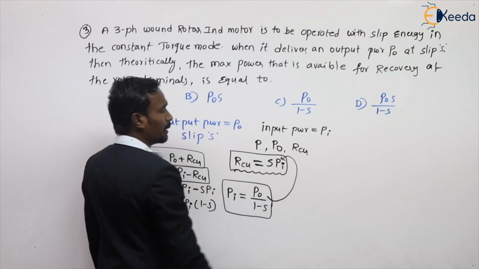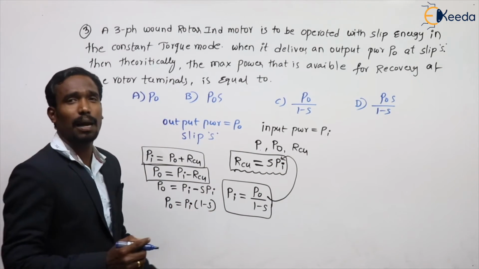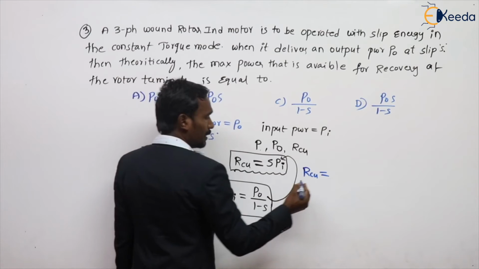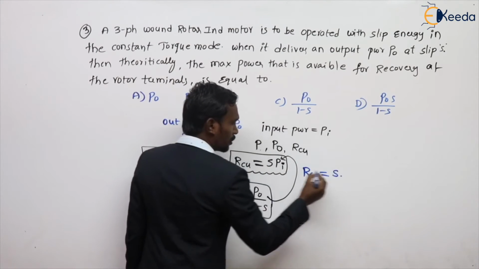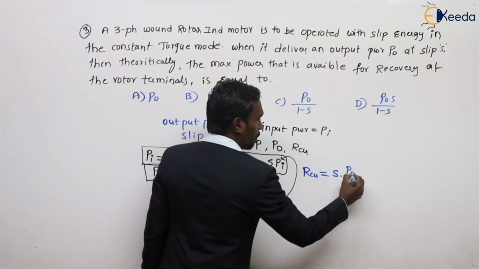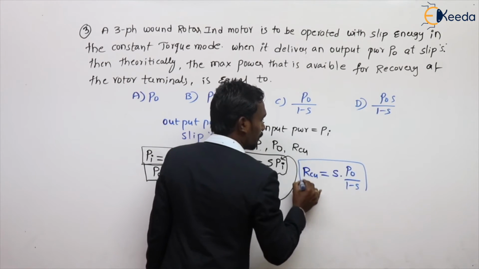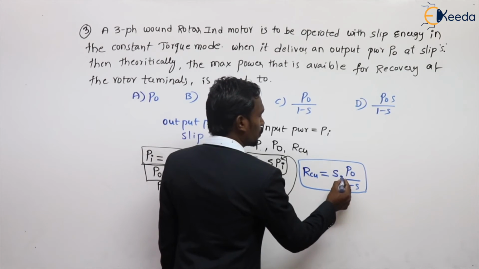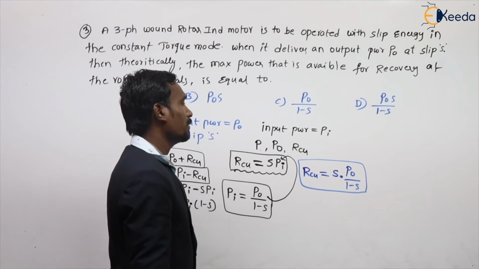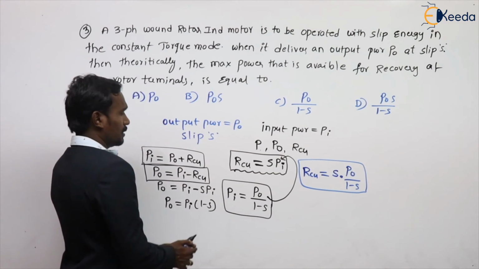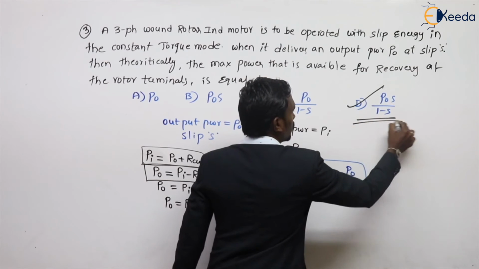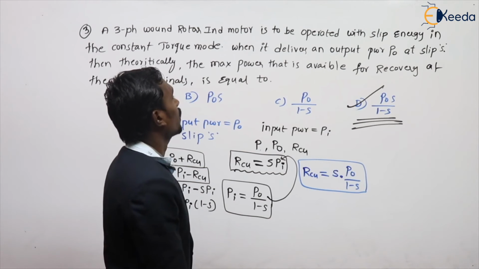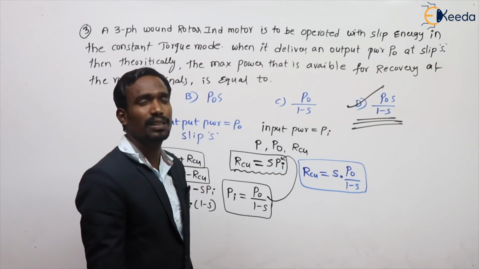Now we want the recovery power. Recovery power is nothing but the copper losses. So rotor copper losses is the rotor recovery. P naught, substitute here, S into Pi, where Pi is equal to P naught by 1 minus S. So rotor copper losses is equal to S into P naught by 1 minus S. This is the recovery power. This is my answer: rotor output into S by 1 minus S is the rotor recovery power, slip times the power especially.